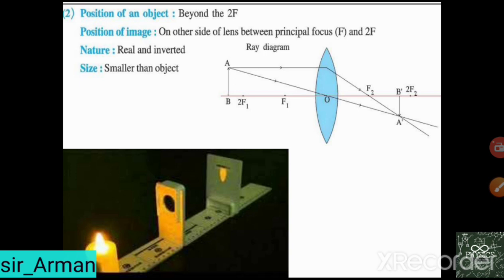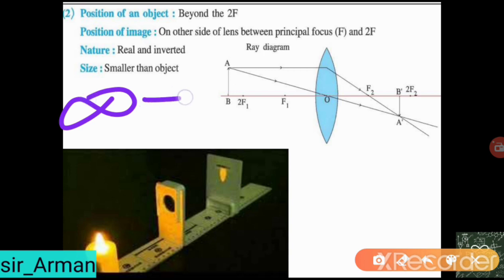Now we are coming towards the lens, not mirror. We are coming towards the lens from infinity. Now we will put our object beyond the center of curvature, or we can say beyond 2f. So where is the image we are getting? Let us try to locate.